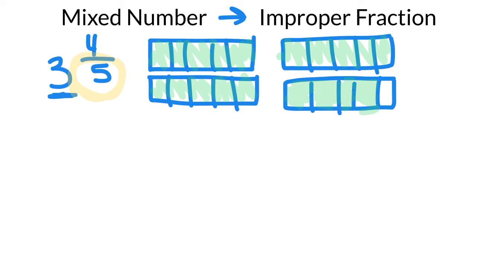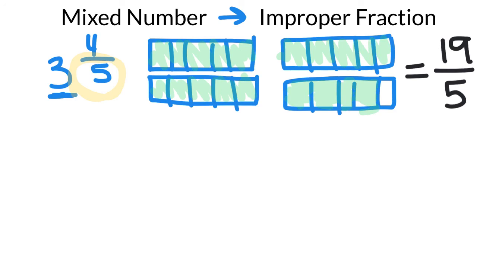Now I can look at my picture and I need to count to see how many fifths I have all together. So I have 5, 10, 15, 16, 17, 18, 19. So 3 wholes and 4/5 as a mixed number is the same as 19/5 as an improper fraction. Now that took a while. It was a lot of drawing. So you can also use numbers inside your head.